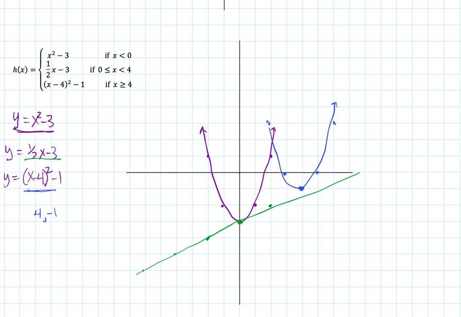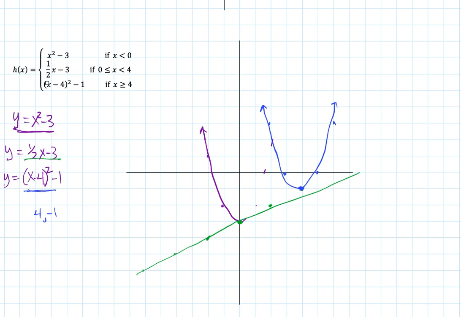Okay, now let's worry about the domains. I'll get my handy dandy eraser here. Okay, so this purple one, this first one, only matters when x is less than 0. So we are going to erase it all for anything greater than 0 of that purple one.